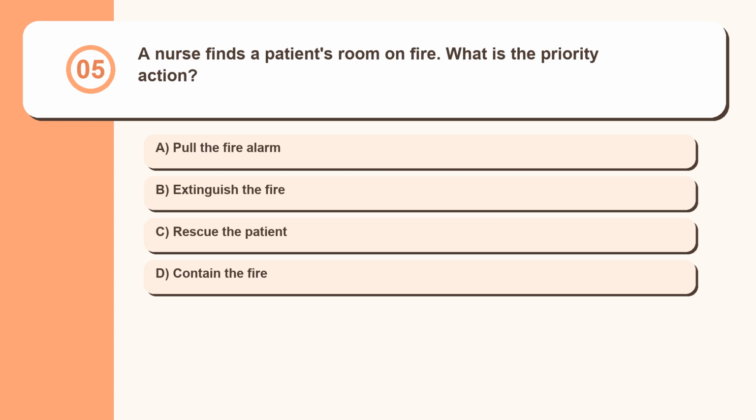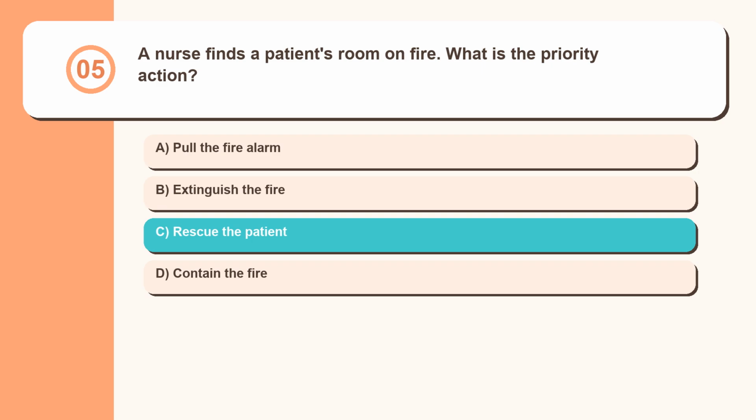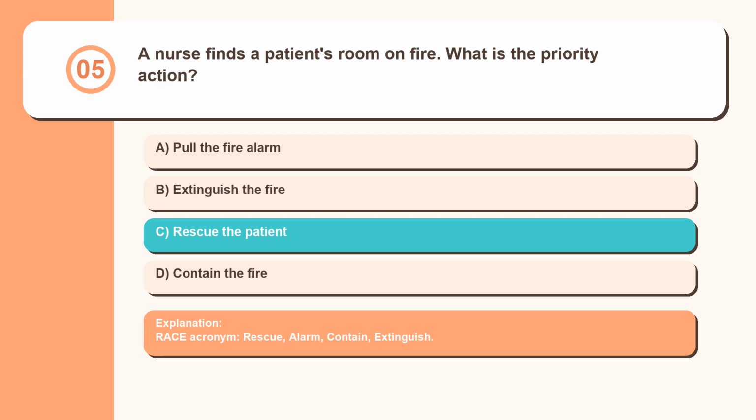Question 5. A nurse finds a patient's room on fire. What is the priority action? Pull the fire alarm, extinguish the fire, rescue the patient, contain the fire. RACE acronym: rescue, alarm, contain, extinguish.